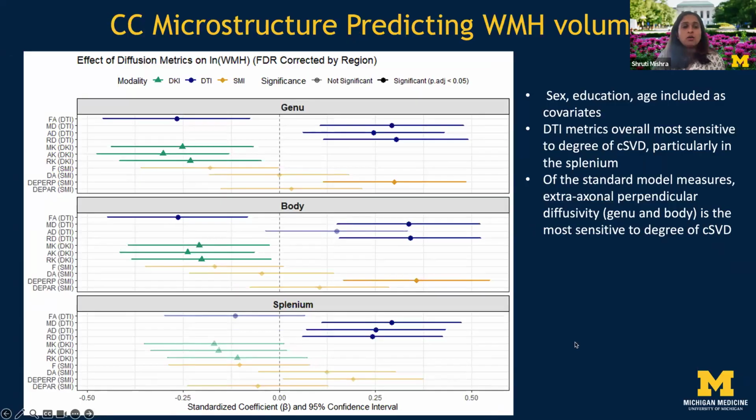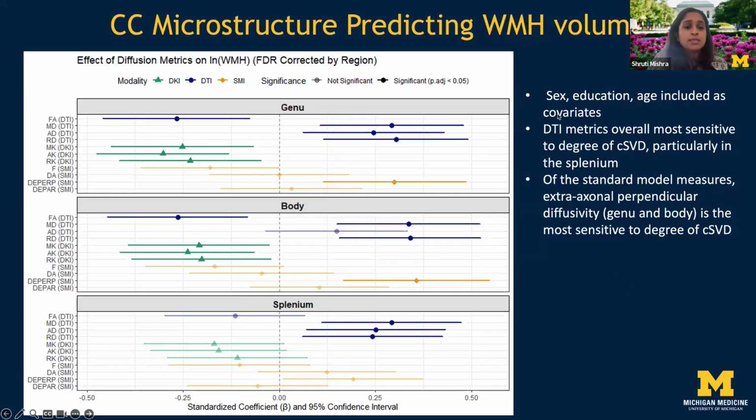We also looked at microstructure predicting white matter hyperintensity volume. In other words, how do these different measures compare when we're trying to predict degree of cerebral small vessel disease, as quantified by using white matter lesion volume as a surrogate for that. Here we included sex, education, and age as covariates. And again, similar to the previous figure, the same color scheme applies for the different models, and the ones that are grayed out are non-significant.